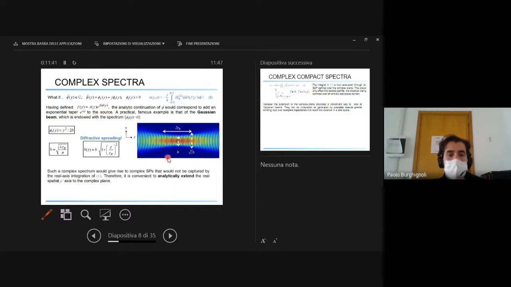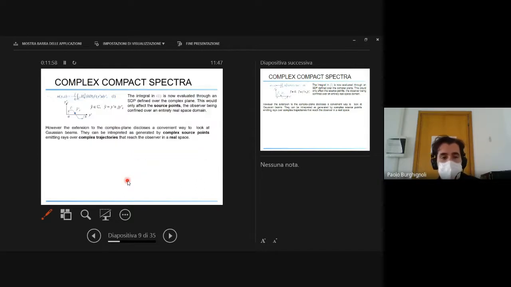Such a complex phase gives rise to saddle points that cannot be captured if we perform the integration on the real axis. And so we have to analytically extend the real spatial axis to the complex plane. And this can be done by evaluating the steepest descent path over the complex plane, as you have seen in the previous slides of this course.